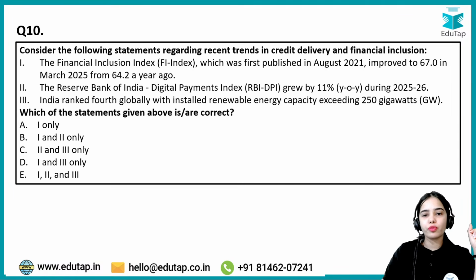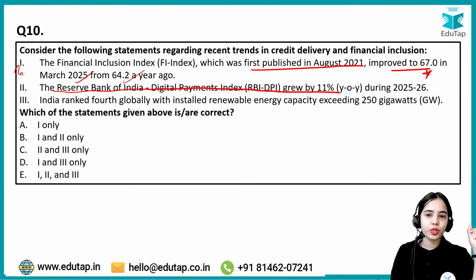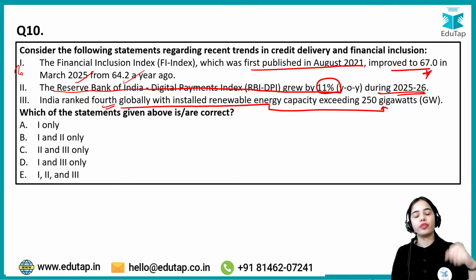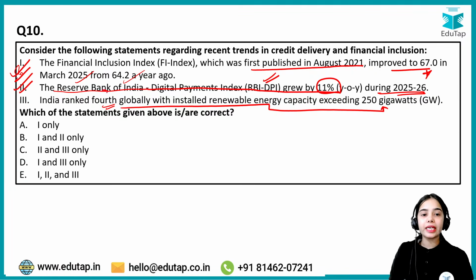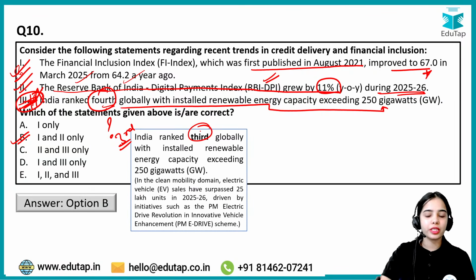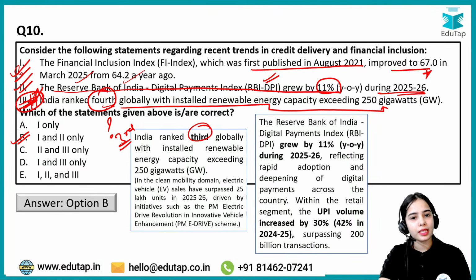Next, the Financial Inclusion Index, first published in August 2021, improved to 67 in March 2025 from 64.2 a year ago. The Reserve Bank of India Digital Payment Index grew by 11% during 2025-26. India ranked fourth globally with installed renewable energy capacity exceeding 250 gigawatts. The first is correct, because the Financial Inclusion Index has improved from 64.2 to 67. The Digital Payment Index growing by 11% is also true. The third is wrong because India ranked third globally with installed renewable energy capacity. So the first and second statements are correct.